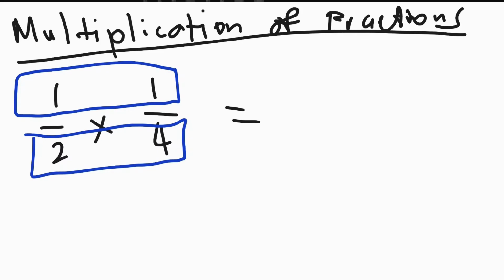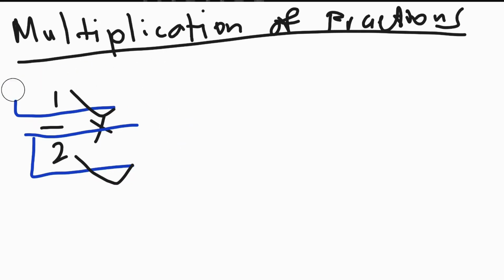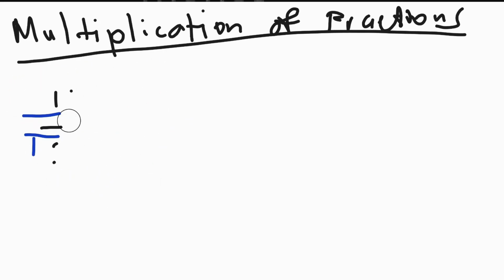Okay, so you can say 1 times 1 is 1, and 2 times 4 is going to give you 8. Okay. And that is the answer. So you quite simply multiply the numerator by the numerator and the denominator by the denominator. Okay. Let's have a look at another sum over here.